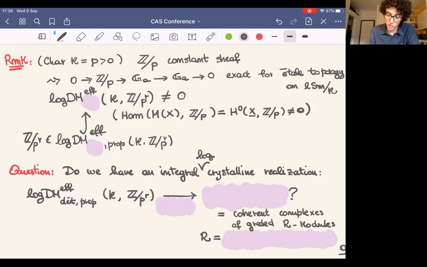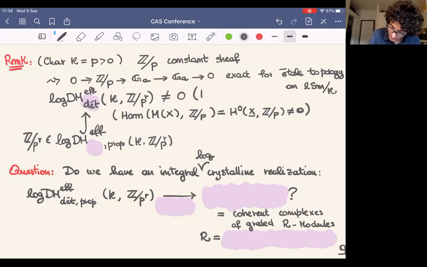Okay, which is good. And now you can consider logDM effective with respect to the étale, say, dividing étale topology, okay? And well, this thing is not zero, right? So why do I say that, why am I worried that this thing is zero?